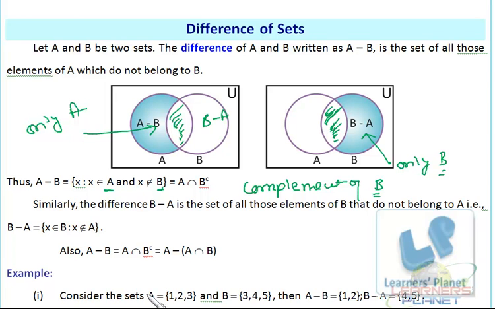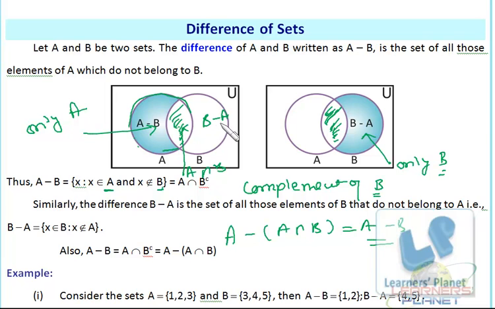That means from the total set A, if you remove the elements which are common between A and B, then you get A minus B. You can see it over here. This is the entire set A. I am talking about this blue shaded portion. From the entire set A, if you remove this common portion, which is A intersection B, then you get A minus B. That is clearly visible from here.